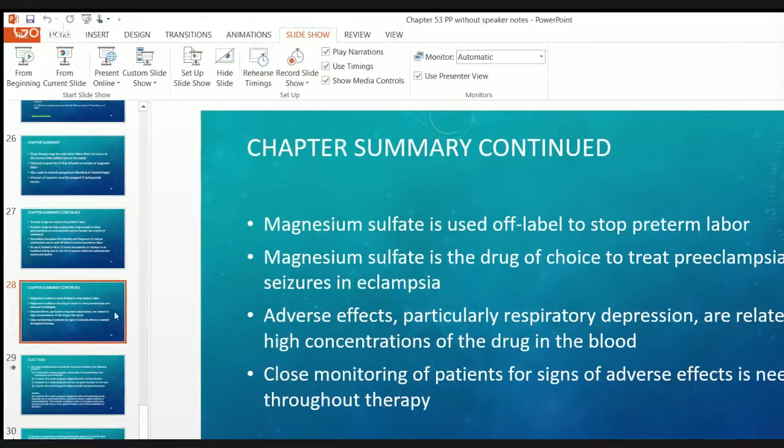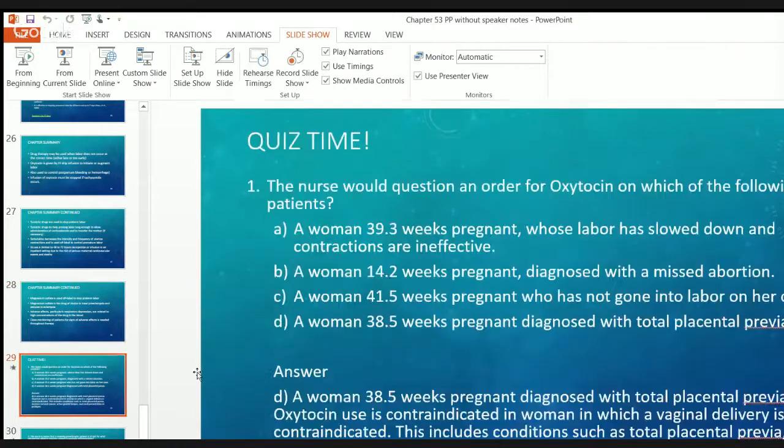So let's see what we remember, ladies. I couldn't get this to go into the regular traditional slideshow form, so you're going to see the answers, but let's talk about it. We have: the nurse would question an order for oxytocin on which of the following patients.